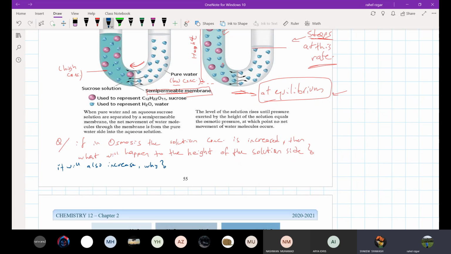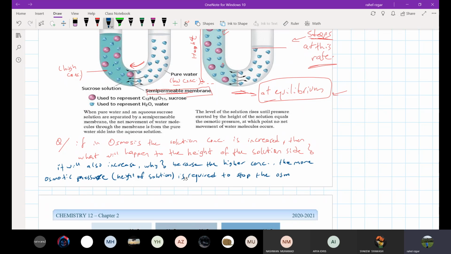Because it will increase, it will also increase. Why? Because the higher the concentration, the more osmotic pressure is required to stop the osmosis. Okay.